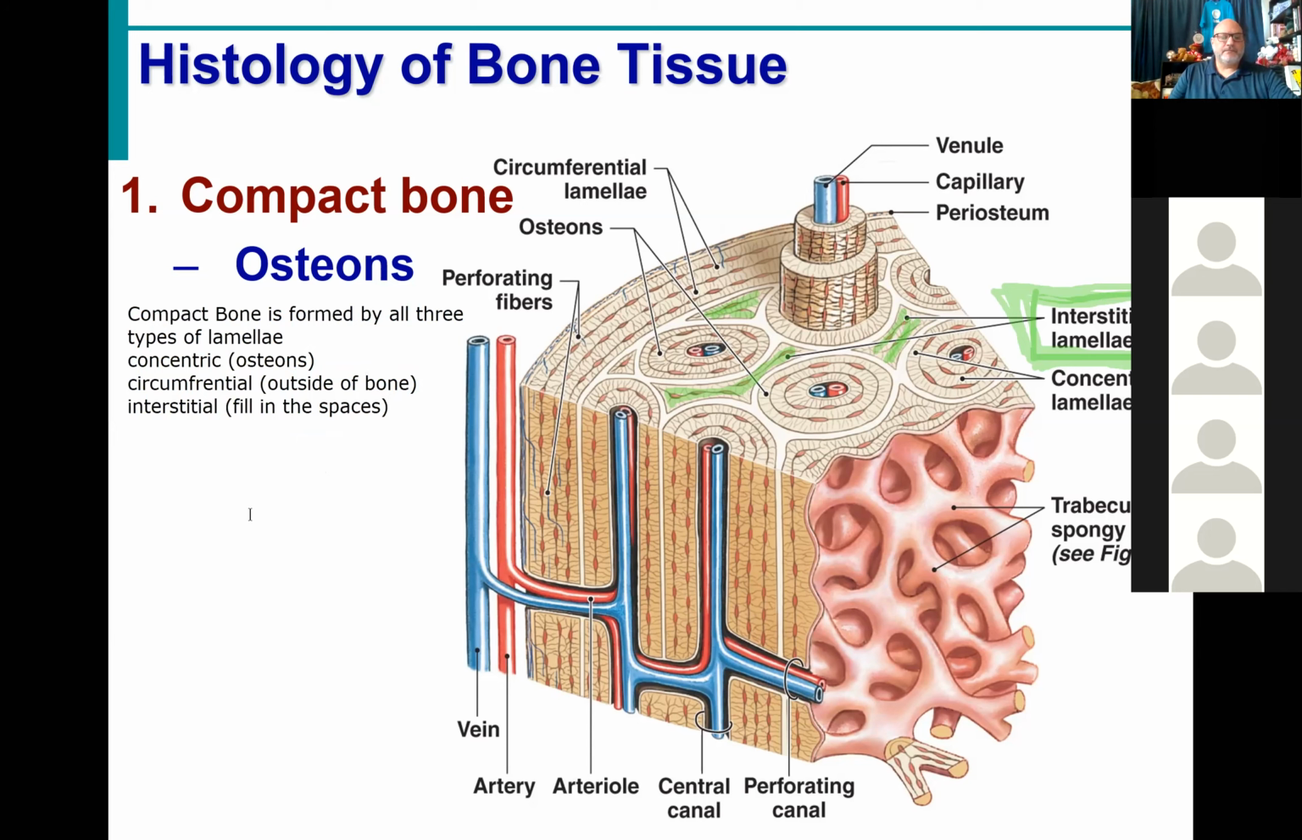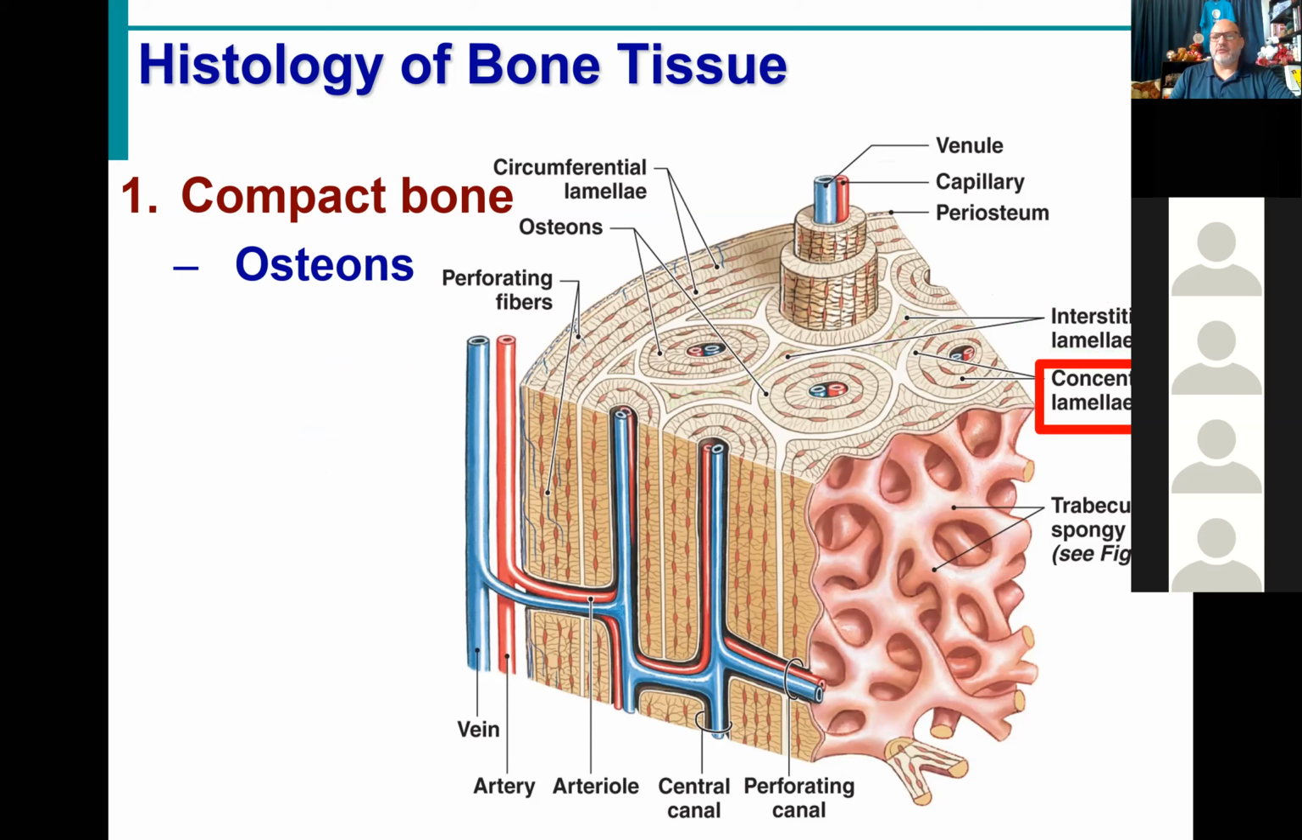Questions on that? Excellent. So again, we have those concentric lamellae that form the osteons, circumferential lamellae that go around the entire circumference of the bone, interstitial lamellae that fill the spaces in between. And compact bone has all three types. All right, questions on that?